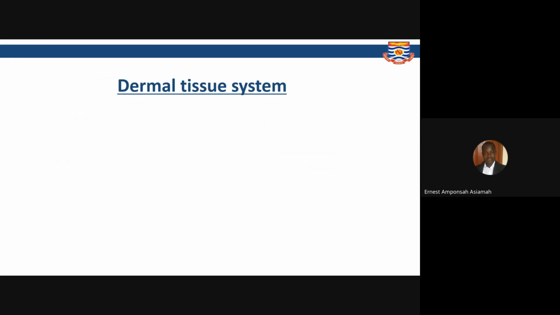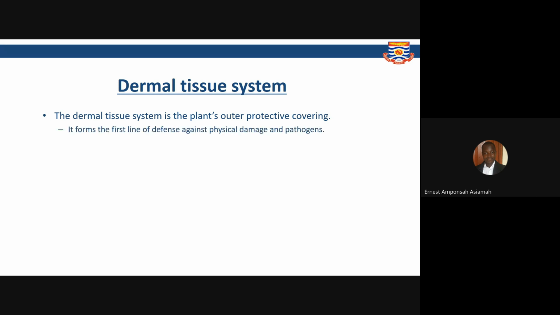So let's look at the various tissues. We have the dermal tissue, which, as I've indicated, is a covering of the plant. Usually the dermal tissue forms the first line of defense. It is equipped so that microbes will not just have access to the inner aspect of the tissue. So it forms the first line of defense against physical damage and also pathogens.